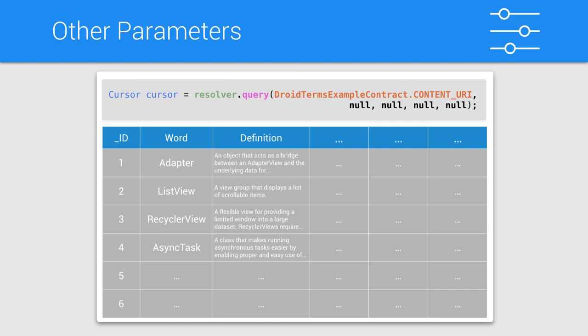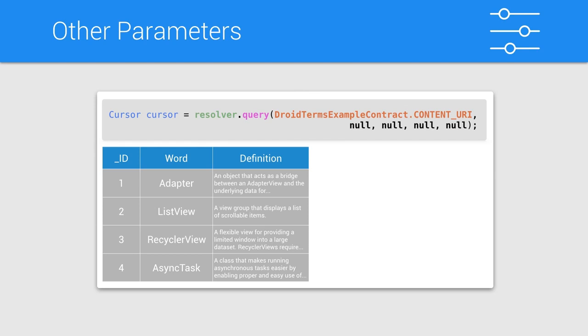But what if your database had hundreds of rows, and what if each term had 20 columns of data associated with it? It can be costly to get all of this information if the database is hundreds of rows long and has 20 columns. And that's where these parameters come in.